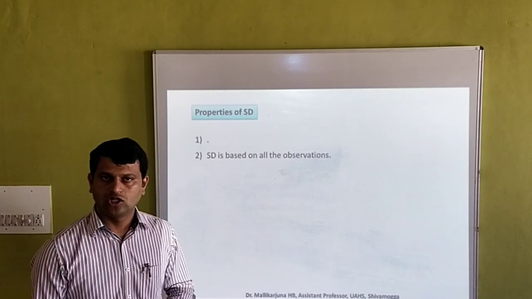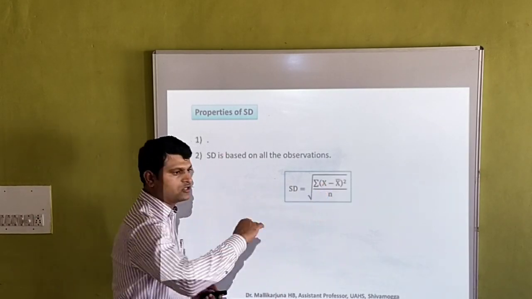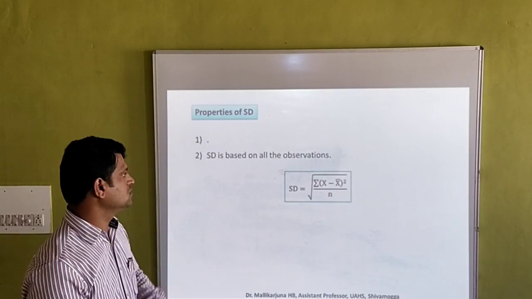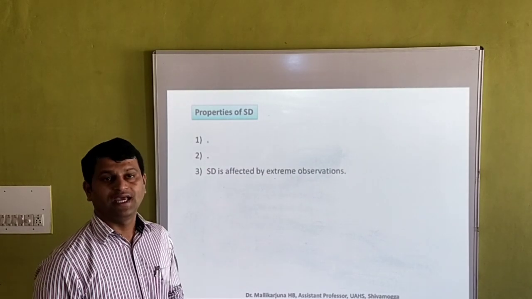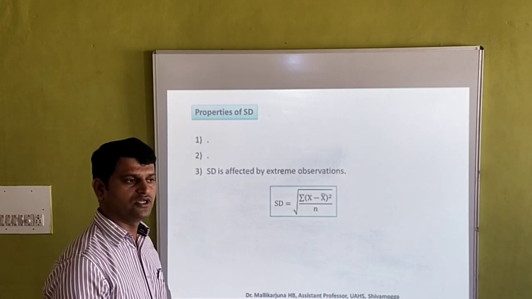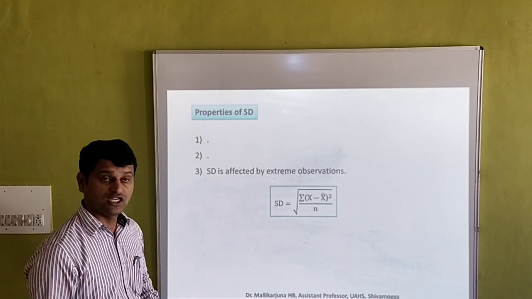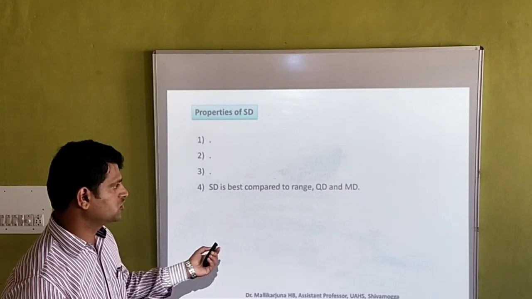SD is based on all the observations. Of course, the formula itself indicates X. We have taken all the observations, so it is based on all the observations. SD is affected by extreme observations. Of course, it includes all the observations, so obviously it will be affected by extreme observations. SD is best compared to range, QD and AD.